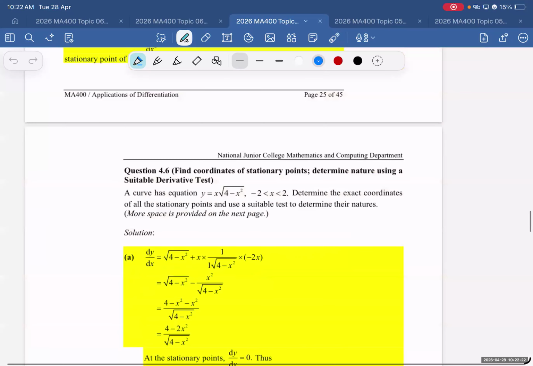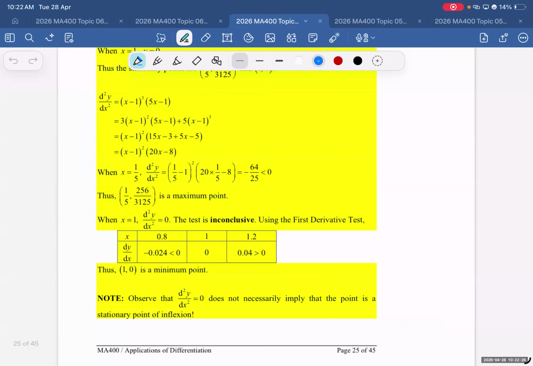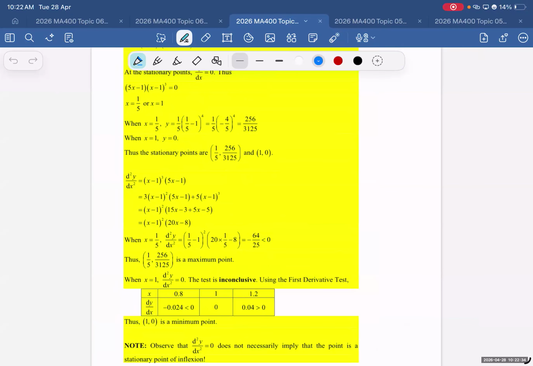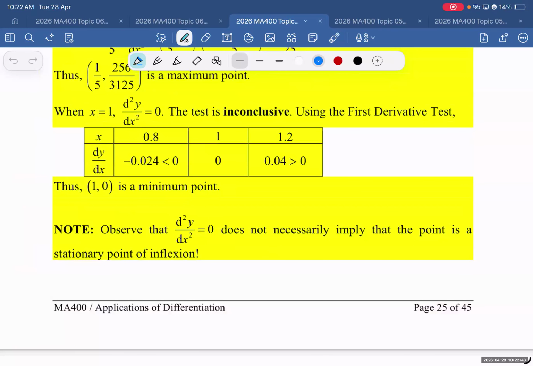4.5. First and second, there are two. One of the points I can use first. You see, when x equals 1, the second derivative is 0. When it's 0, it's inconclusive. You understand? Why are you using second?